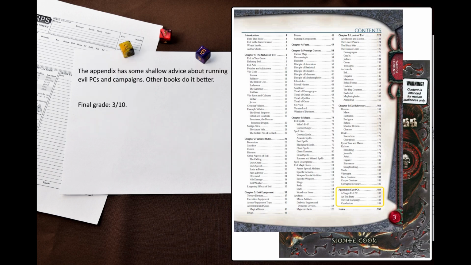Finally, we reach the appendix that talks about evil player characters and evil campaigns. There is some okayish advice, but the book doesn't go too deep into the topic. Fortunately, the other books that I'll talk about do it much better. Overall, I consider the Book of Vile Darkness one of the weakest D&D publications.